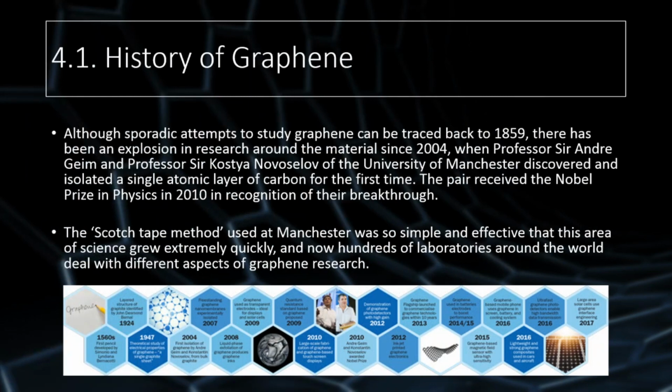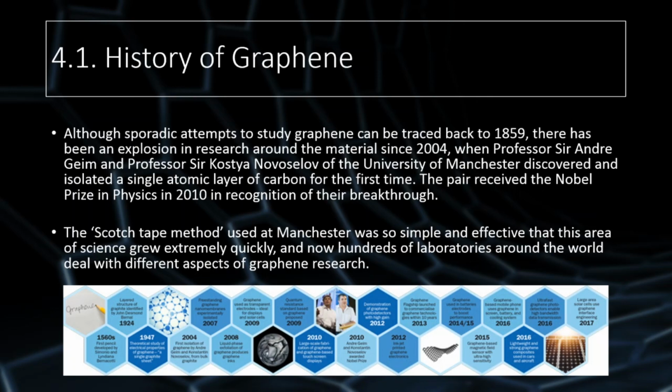History of graphene. Although sporadic attempts to study graphene can be traced back to 1859, there has been an explosion in research around the material since 2004, when Professor Sir Andre Geim and Professor Sir Kostya Novoselov of the University of Manchester discovered and isolated a single atomic layer of carbon for the first time. The pair received the Nobel Prize in Physics in 2010 in recognition of their breakthrough.